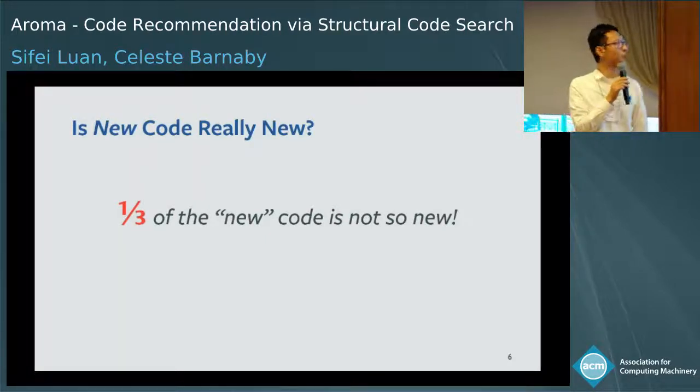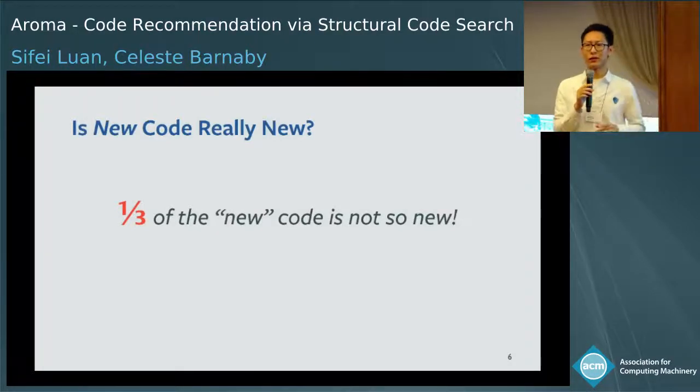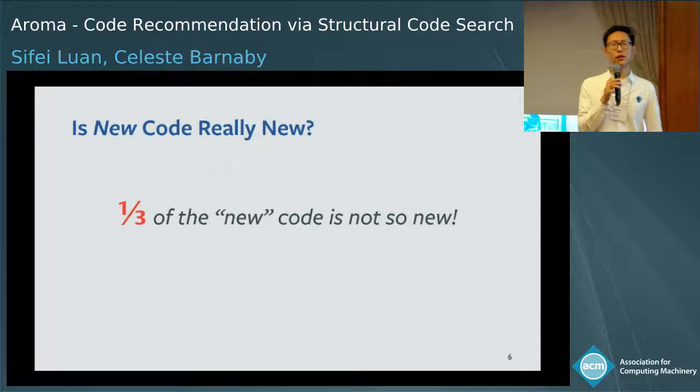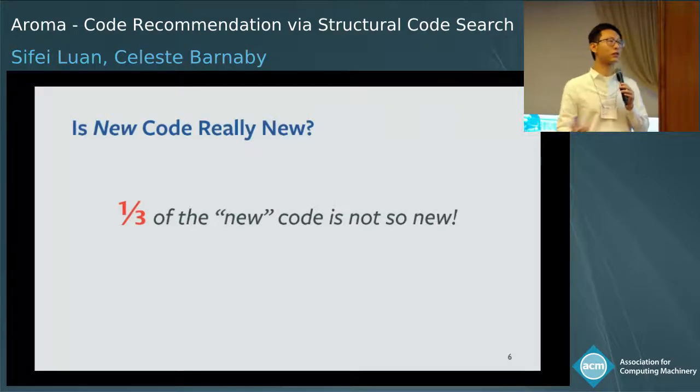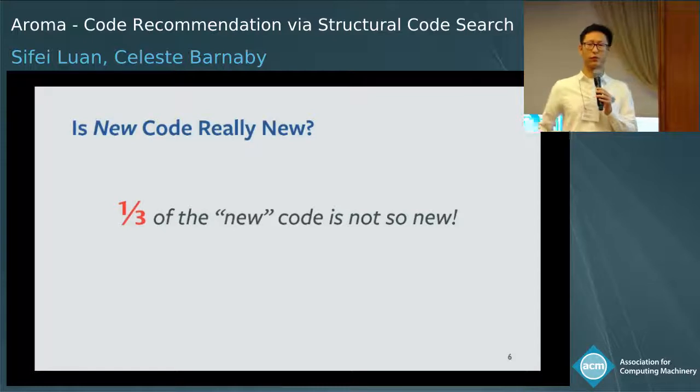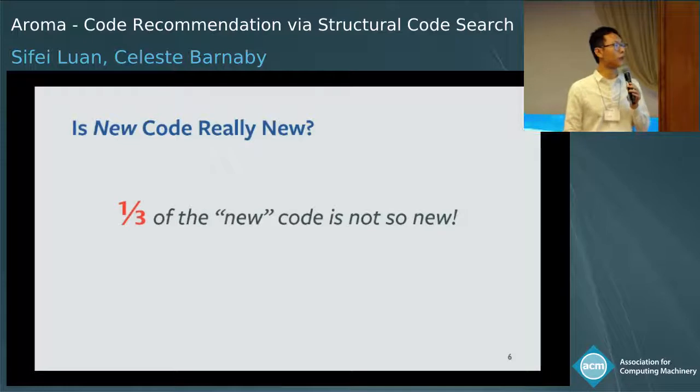Almost one third of the new code is actually not so new, which means we found some level of syntactical similarity between the new code and some existing code in the corpus. So what does this tell us? Well, this is not about clone detection, but more of an opportunity where we can benefit from this kind of similarity. We can find the code that's similar to the new code that we write, and we can build ways to let the developer benefit from it. And this is precisely what we have built, Aroma.